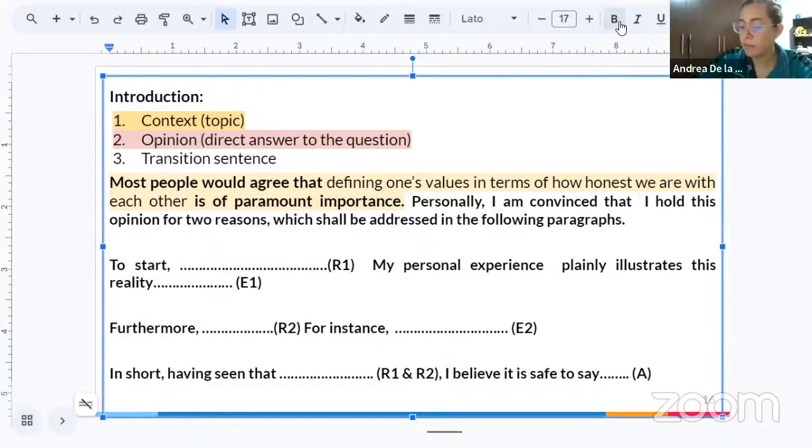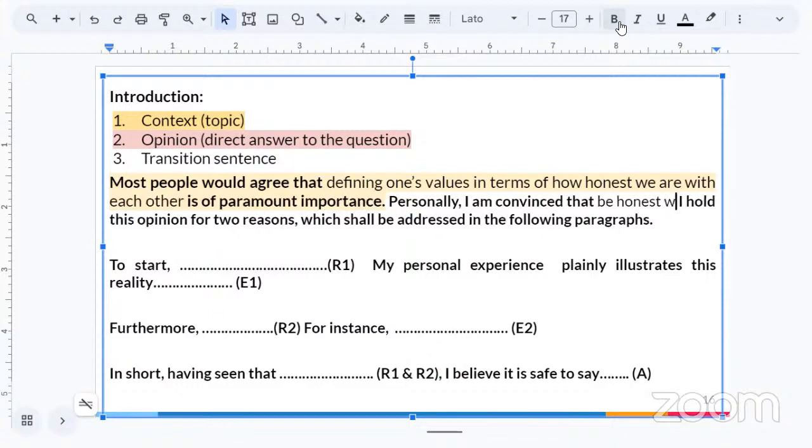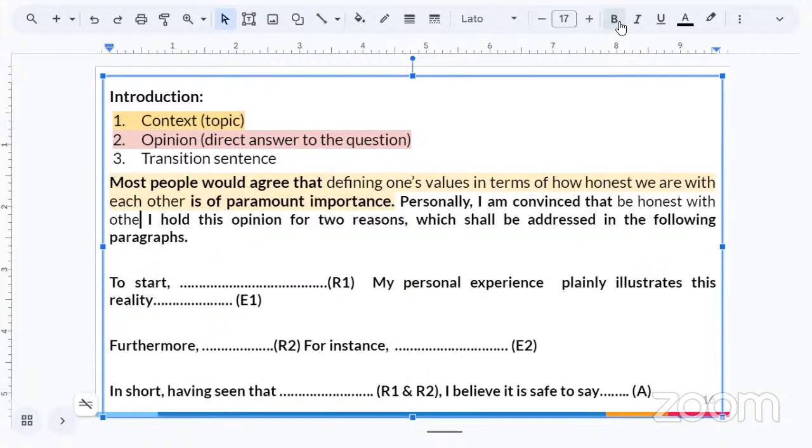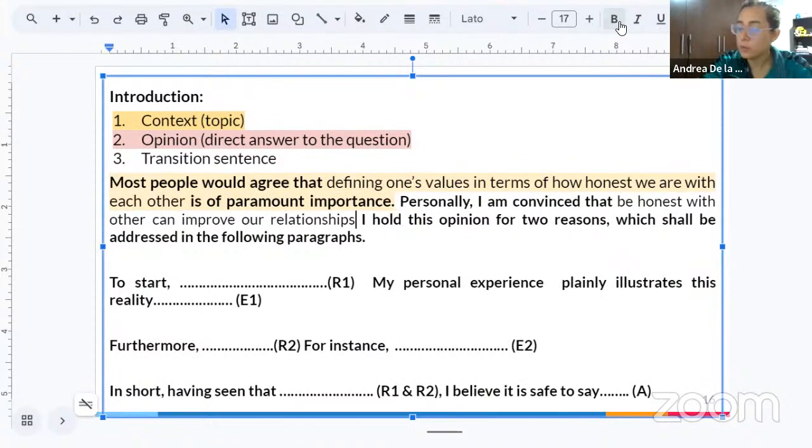It can be, I'm convinced that being honest with others can improve our relationships. Okay. So let's actually use this as an example.